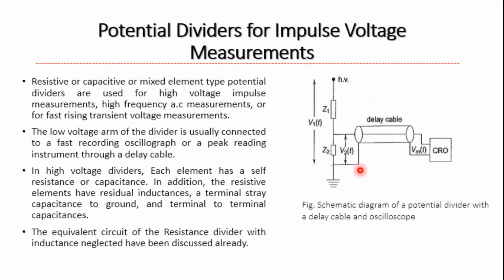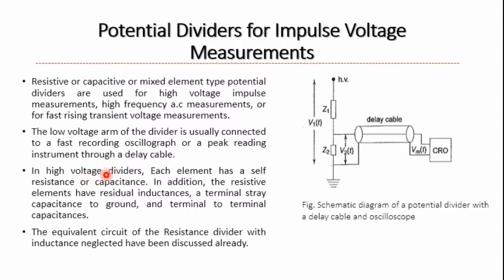So this is the circuit diagram, or the schematic diagram, with Z1 and Z2. Z1 is subjected to the high voltage side, Z2 is subjected to the low voltage side, and there is a delay cable connected to the CRO. The low voltage arm of the divider is usually connected to the fast recording oscilloscope, that is, with the help of the delay cable to the CRO.